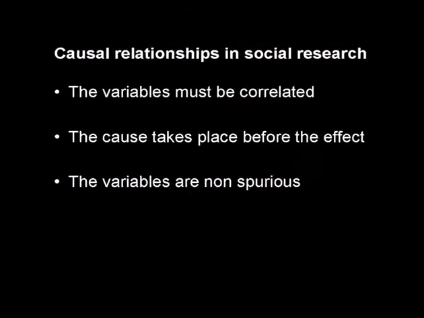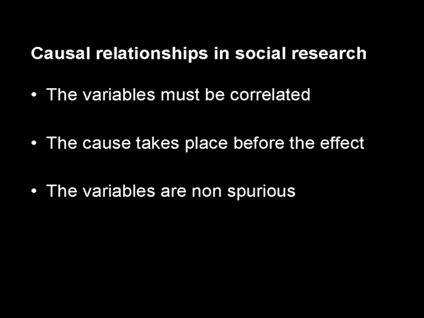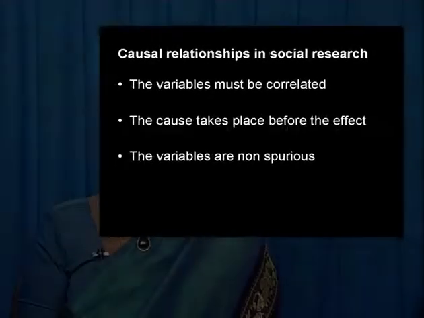There are three main criteria for causal relationships in social research, which I explained to you earlier. They explain that the variables must be correlated, the cause takes place before the effect, and the variables are non-spurious. I will explain to you what we mean by spurious relationship and non-spurious relationship.